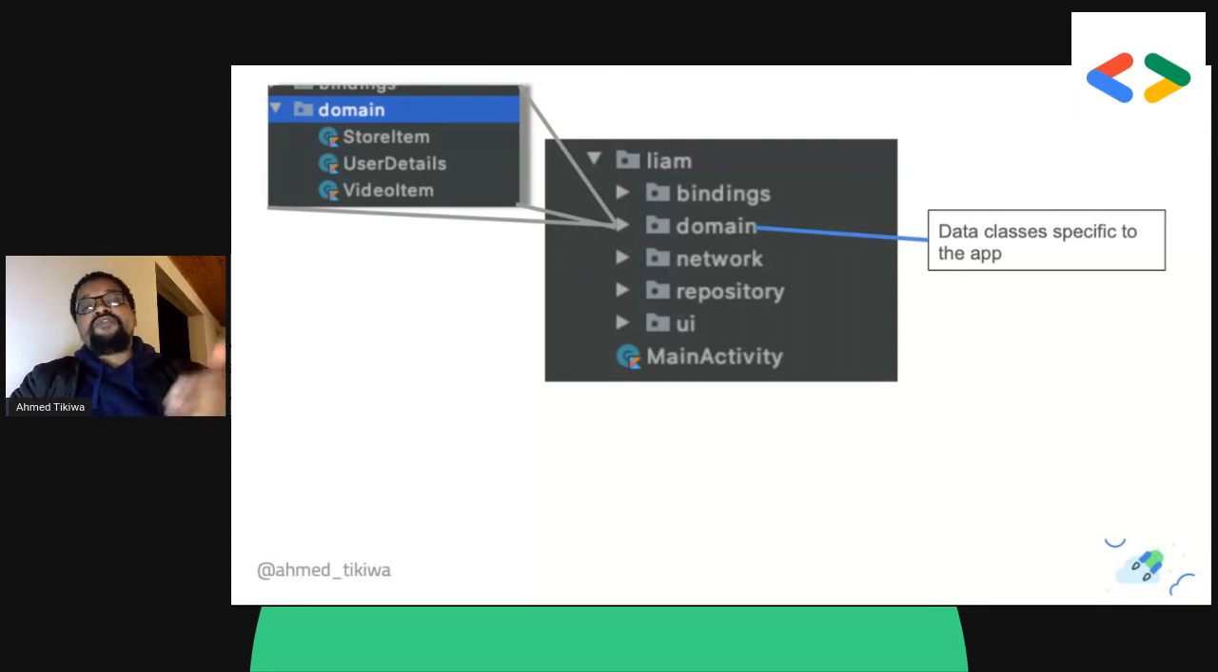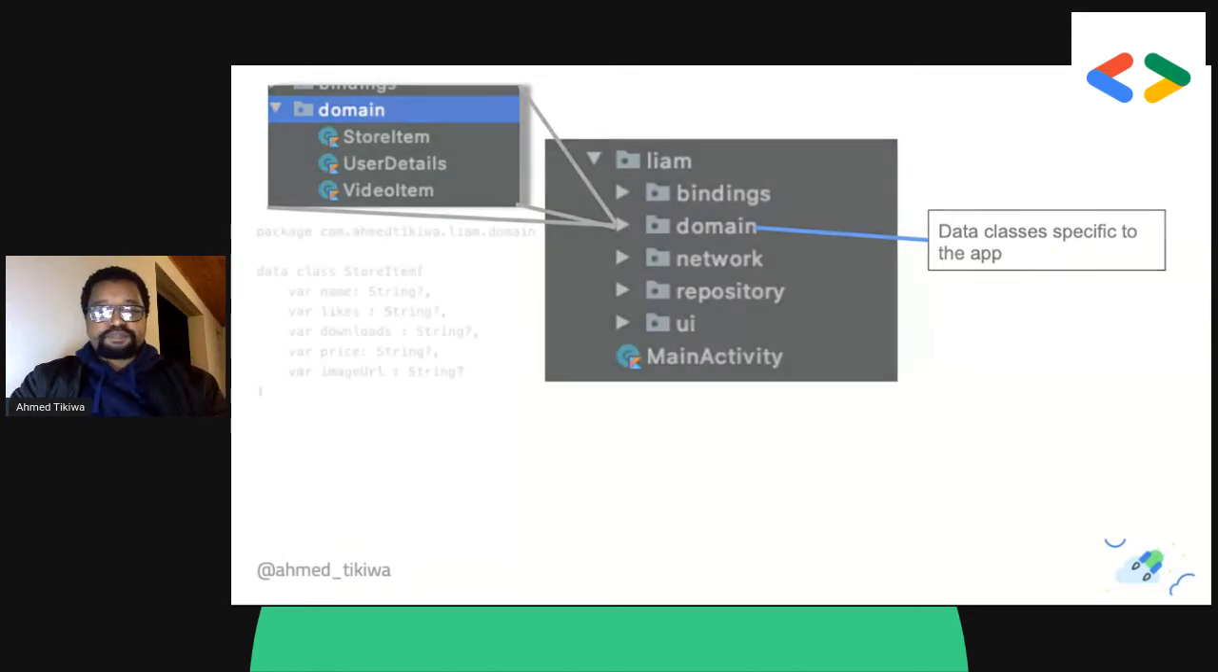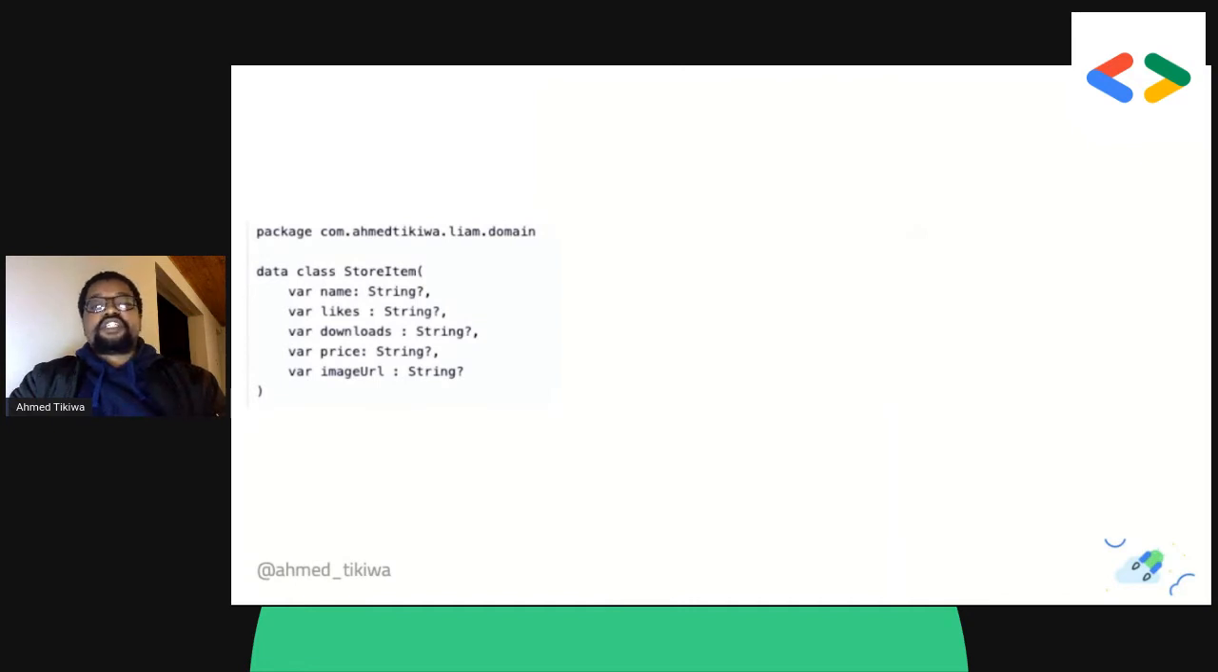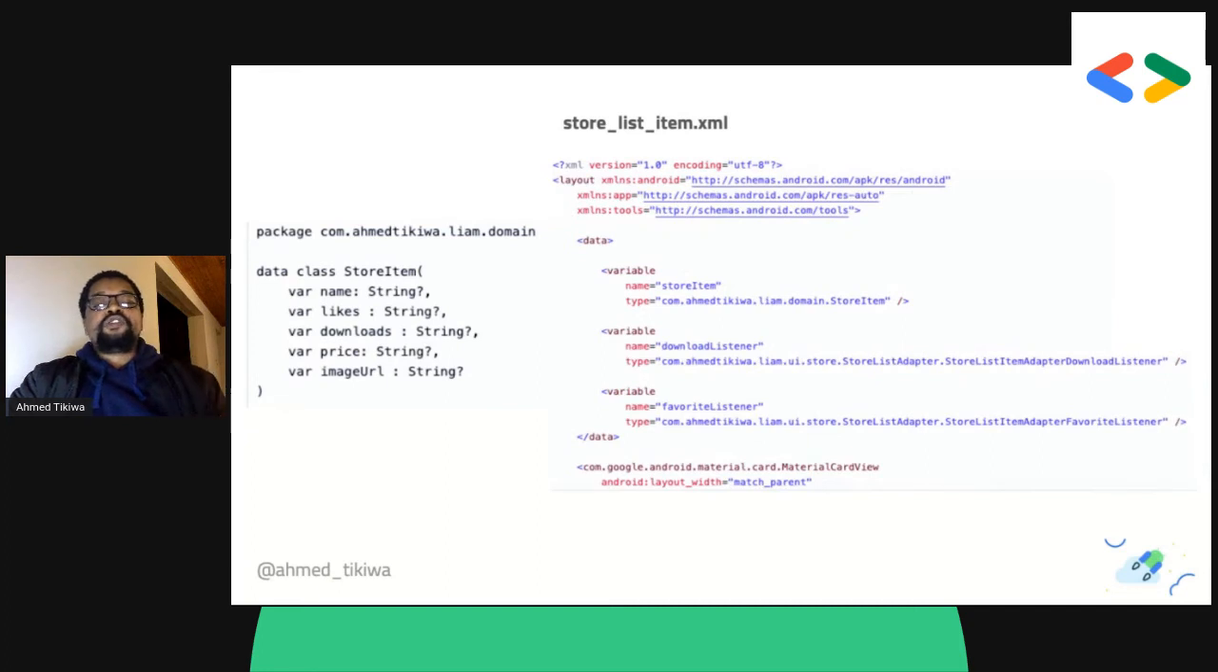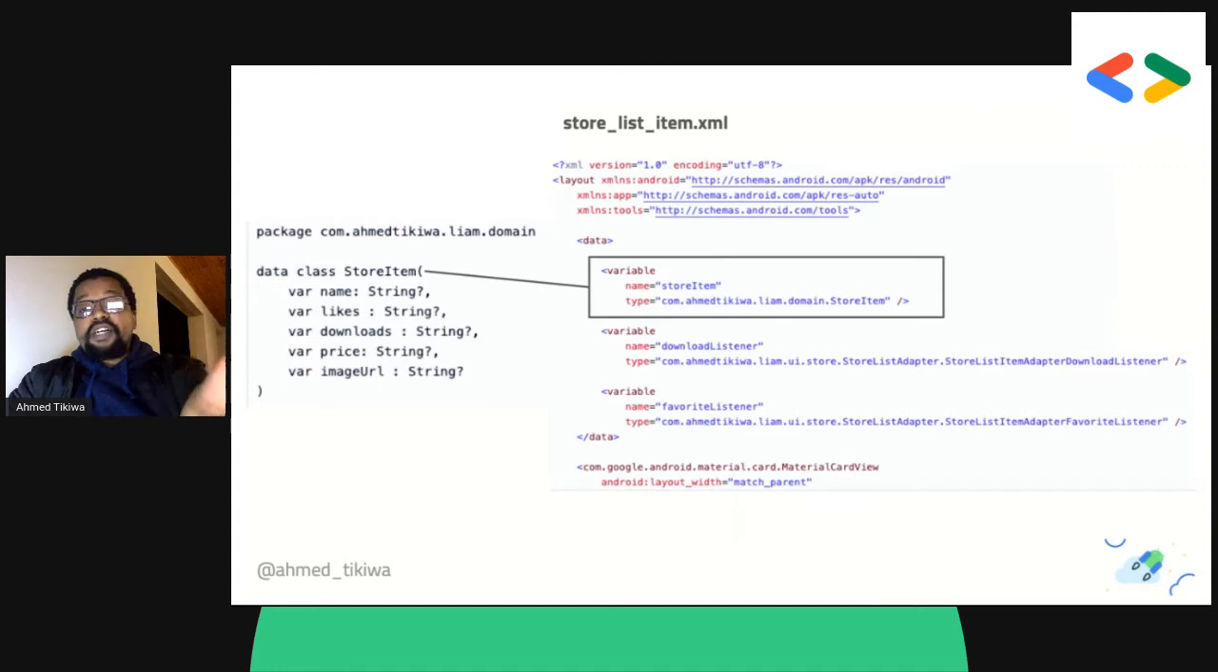So in this domain, I've got store item, user details, and video item as my data classes. As an example of a data class, I've got store item, which has name, likes, downloads, price, and image URL. Then to call this within store list item.xml, which is one of the layouts, this is how I reference it. I'm passing this as a variable within the data section. The name is storeItem, and the type there, as you can see, references the domain object, StoreItem.